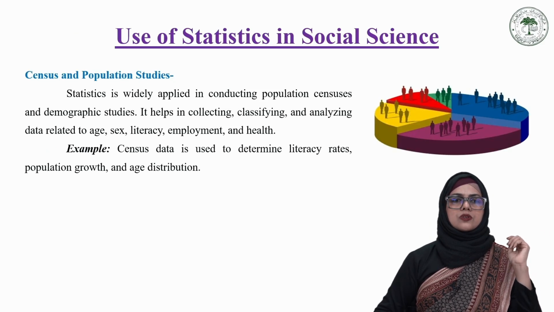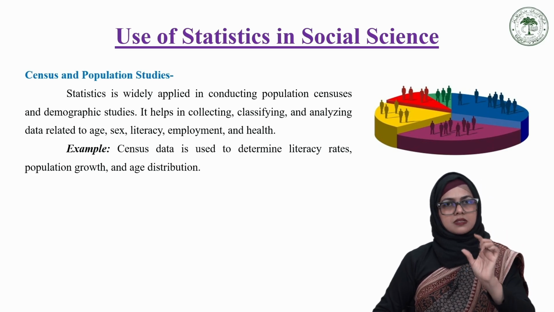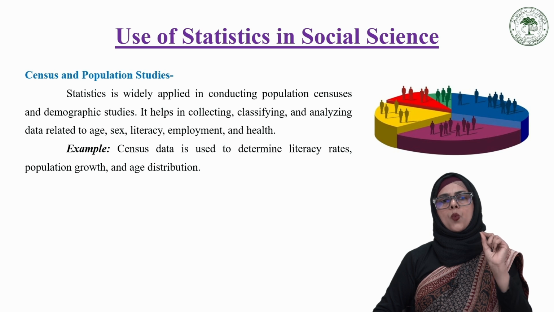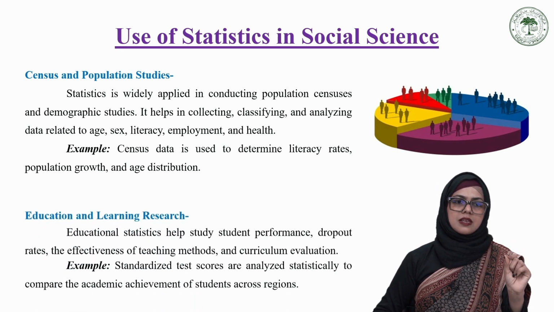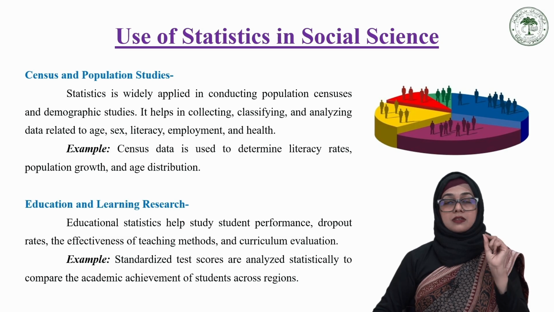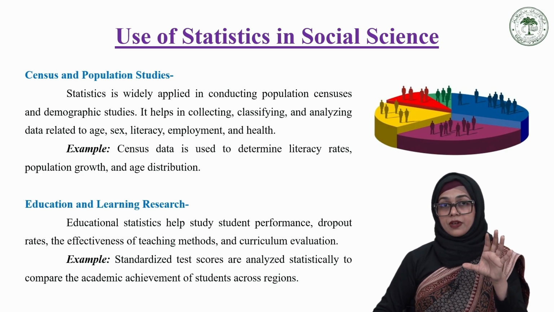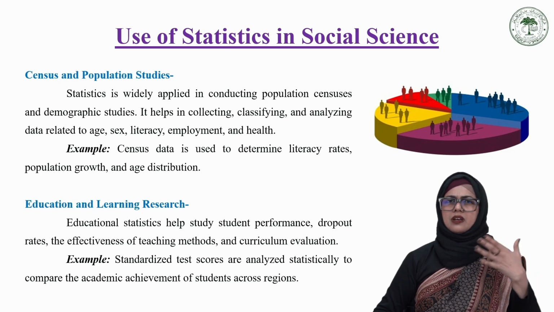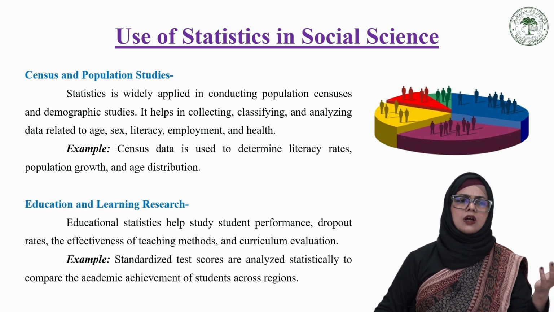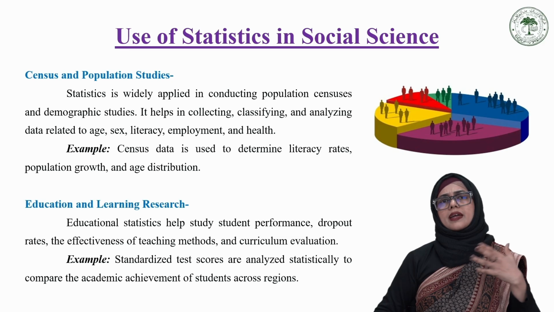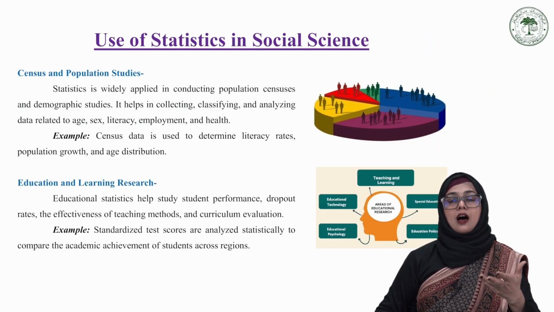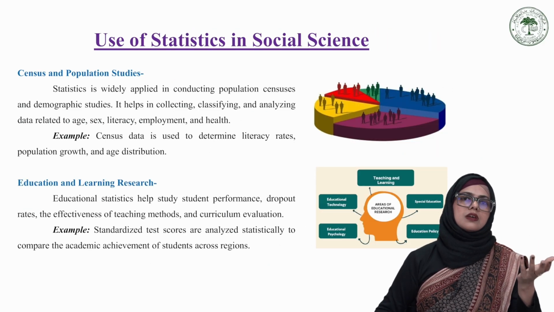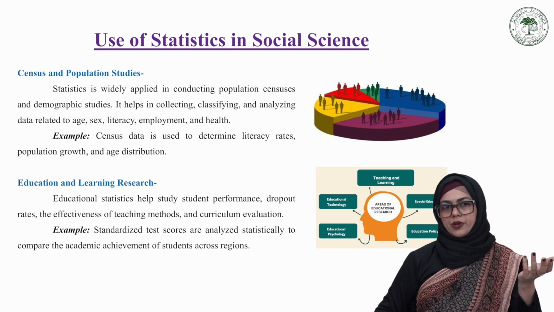Now let's look at the use of statistics in social science. So we have seen that statistics can be used in social science when we have to compile the census and the population data. It is also being very effectively and efficiently used in education and learning research, especially in the form of standardized test tools. And of course, when we want to compare academic achievement and see how the academic achievement of the students is being affected by different variables.